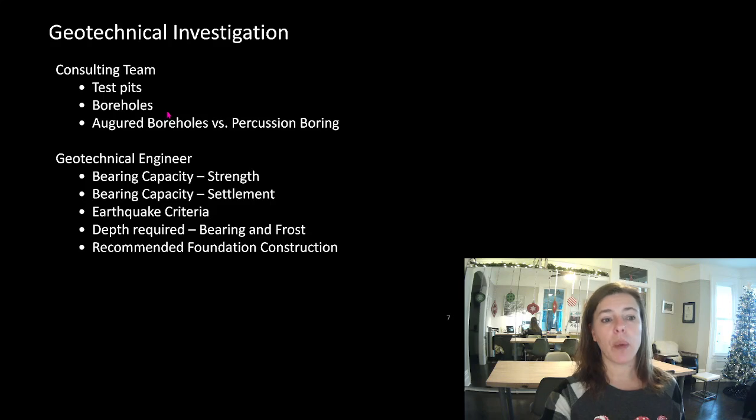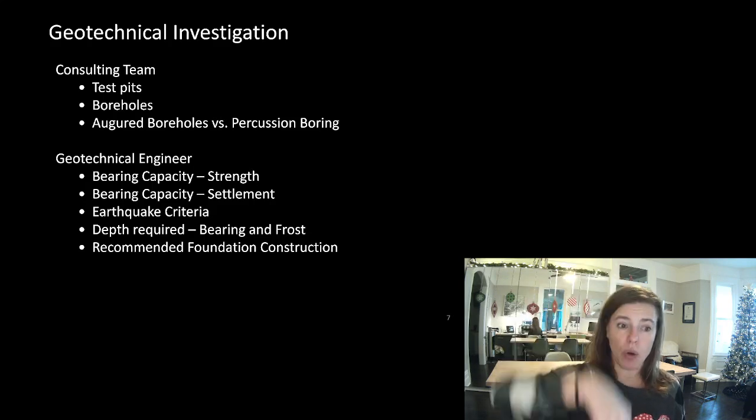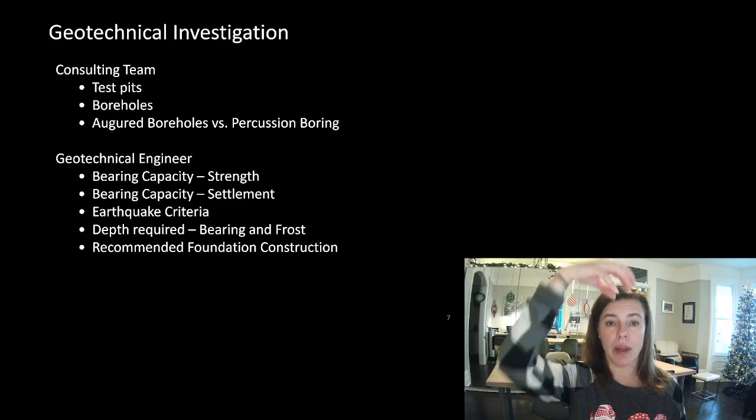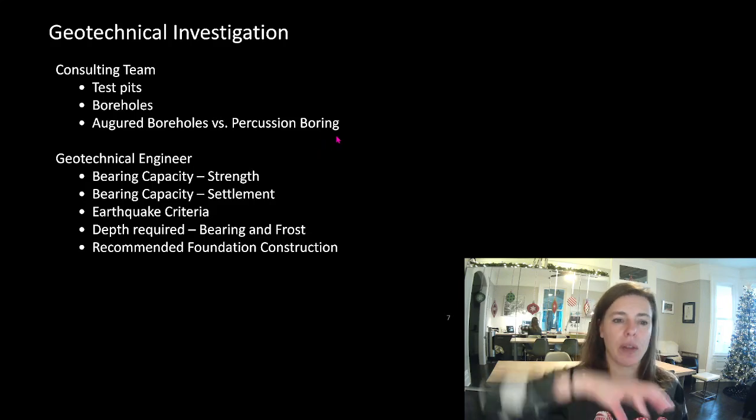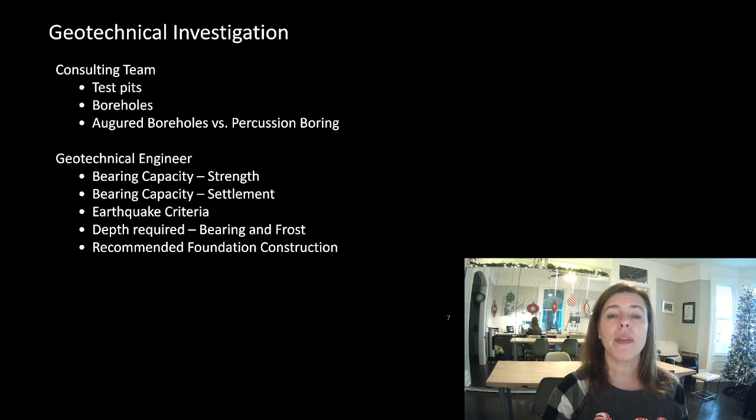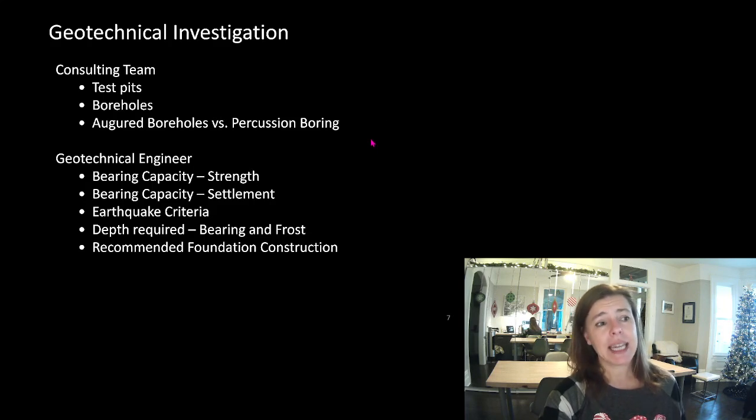We would say, okay, we need test pits dug in certain locations and we need some boreholes, which is really just a hole that they bore down into the ground and pull out the soil and test it. Or we might say augered boreholes or percussion boring. Those are often either where they actually screw down and pull up soil, or they might use a hydro system, water pressure, to bring it up. Then the geotechnical engineer goes to the site, does those things, and then they write a report. They come back to us as the consulting team and say, okay, here is the strength of your soil, or the bearing capacity of your soil for strength. Here is the bearing capacity of your soil for settlement.